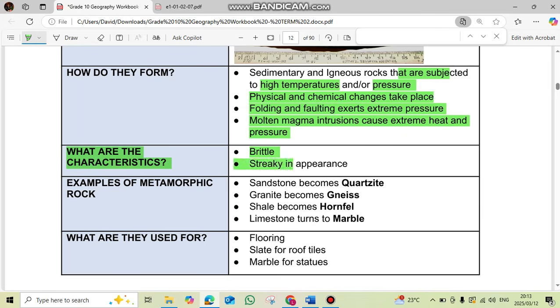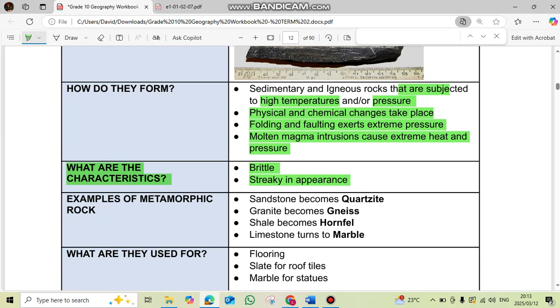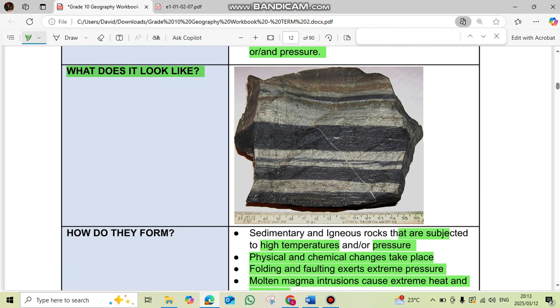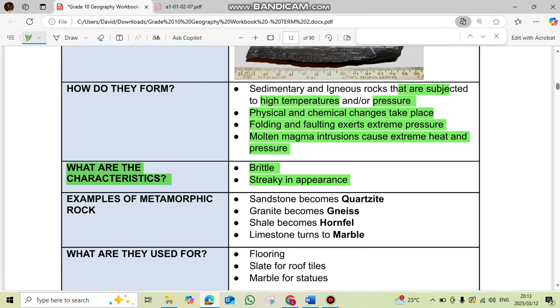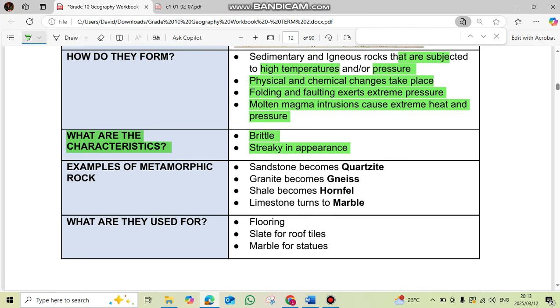What are the characteristics of these rocks? They are brittle, meaning they easily break, and they are also streaky in appearance. So in other words, they have these mineral bands or different streaks. Again, not to be confused with your strata in your sedimentary rocks.